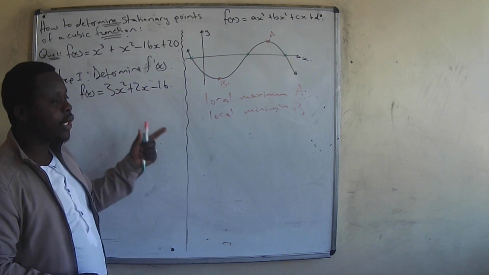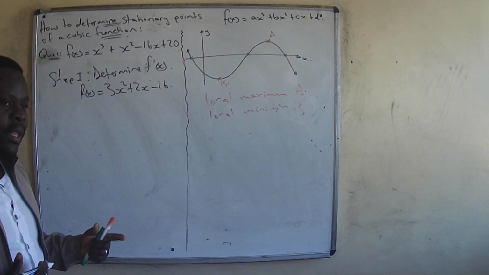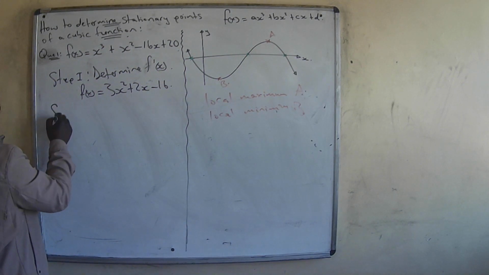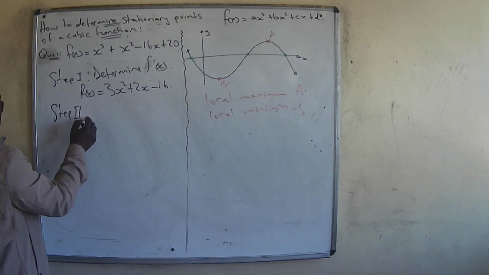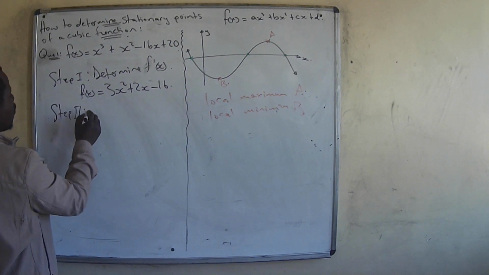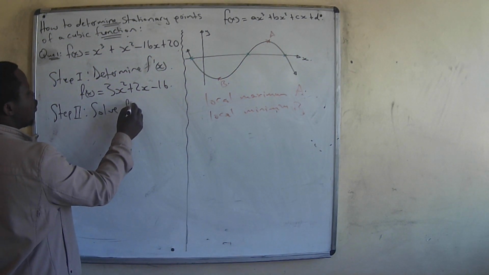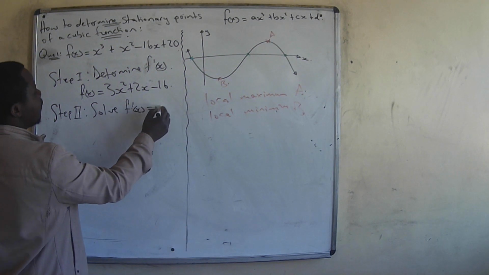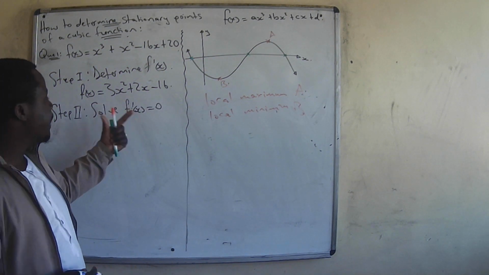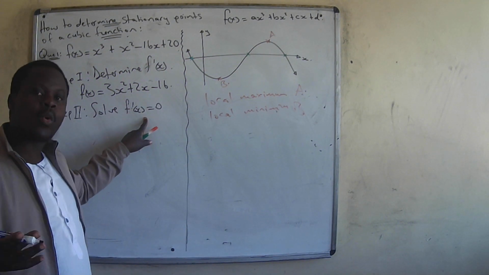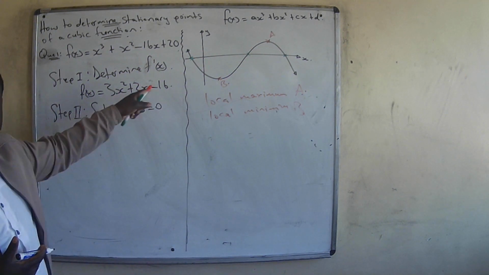Once you get your derivative of f of x, the next step, which I will call step number 2, is to solve the derivative of f of x. That is, make your derivative equal to 0 and solve for x.